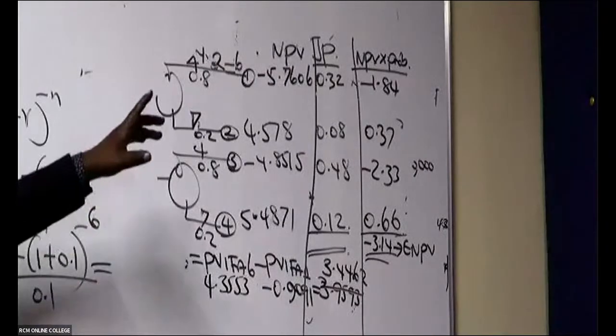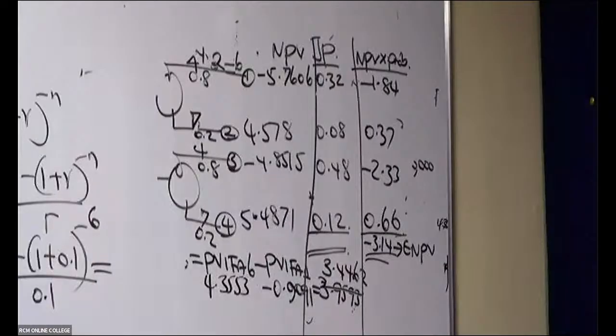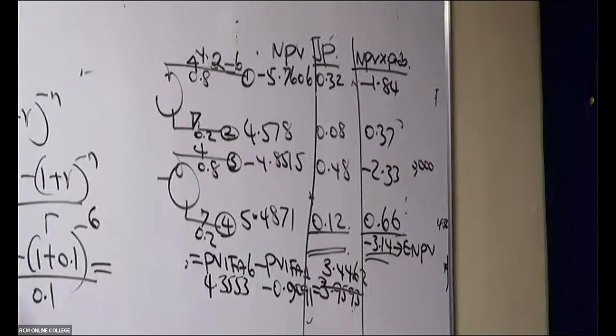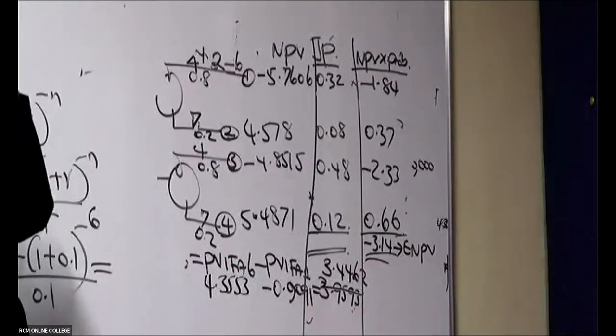The last column is NPV times probability, the expected NPV column.